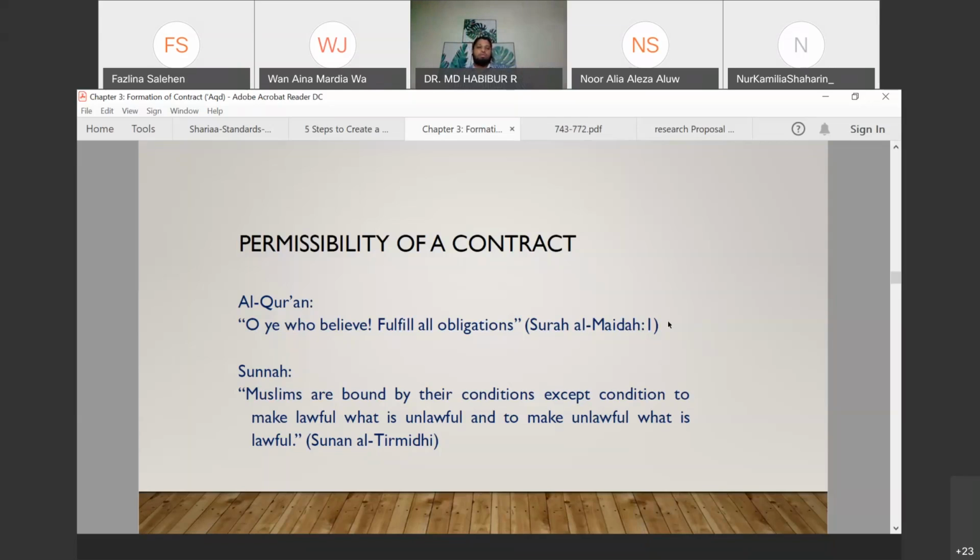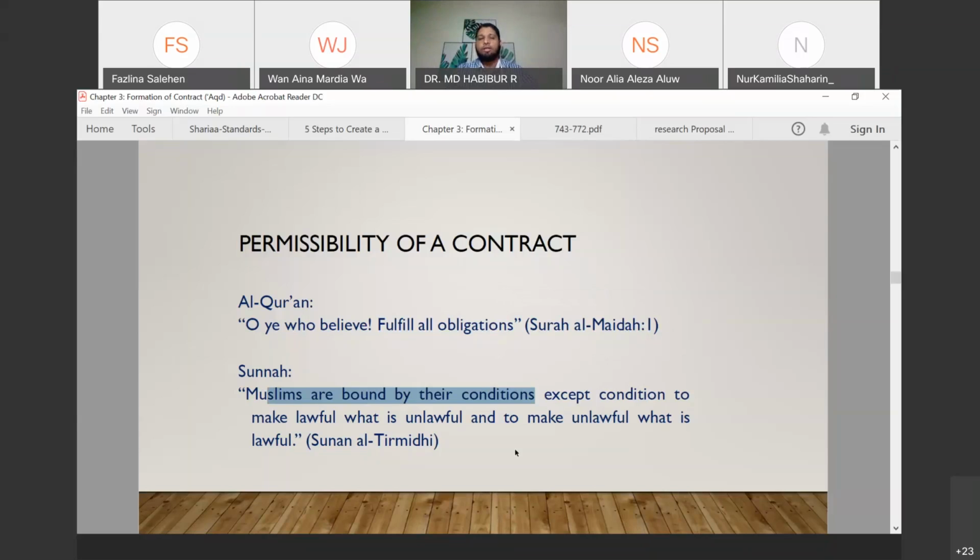All right. In the Quran, Allah mentioned to fulfill all obligations. So whatever commitment you make, whatever contract you do, you have to fulfill. The Prophet ﷺ said, Muslims are bound by their conditions. Al-Muslimuna ala shurutihim. It means whatever condition you make in the contract, you have to follow, you have to fulfill.